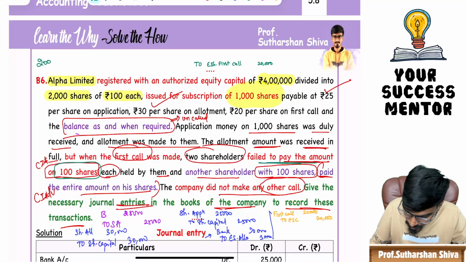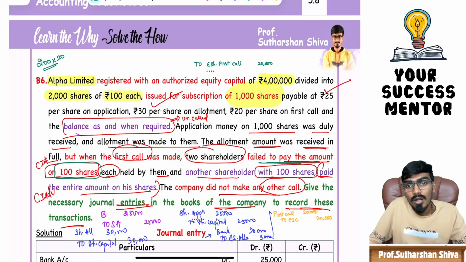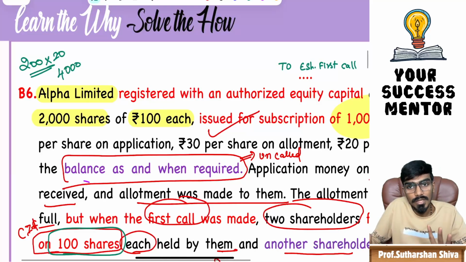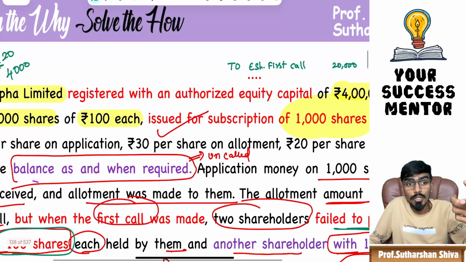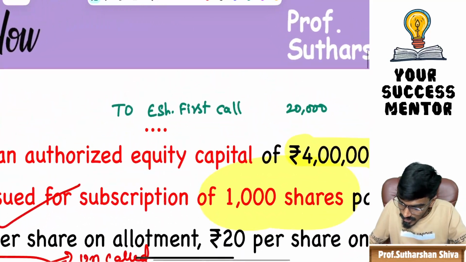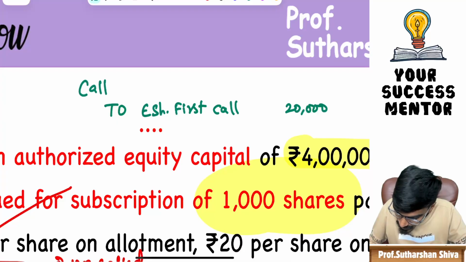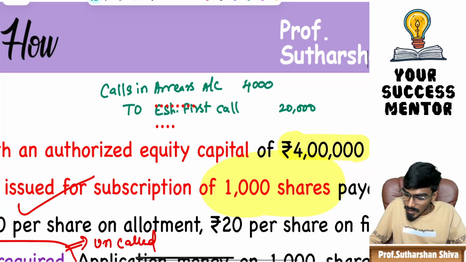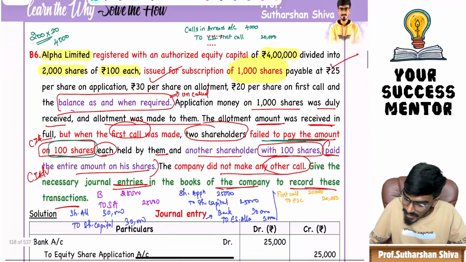Correct? Yes, sir. On what value? 20 rupee. On how much value am I not going to receive? 4,000. Correct. That is not going to be received, which is going to be calls in arrears. So calls in arrears is going to be 4,000, sir. 4,000 on the debit side. Correct? Yes, sir.